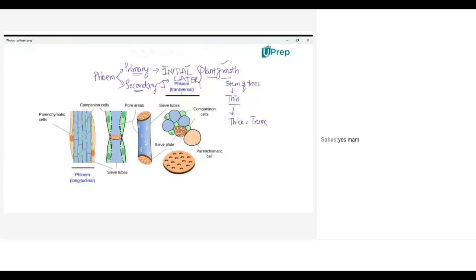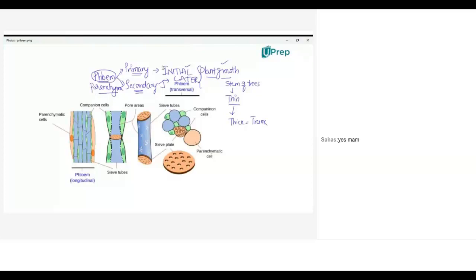Okay, so here primary and secondary terminology is related to plant growth. So during the early development stage, initial development stage, whatever structures we find, they are called primary structures, and with advancement of plant growth in later stages of plant life, whatever structures we find, they are called secondary. Okay. Now here, why are we discussing especially phloem parenchyma?